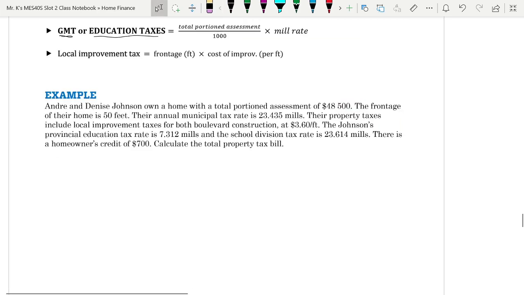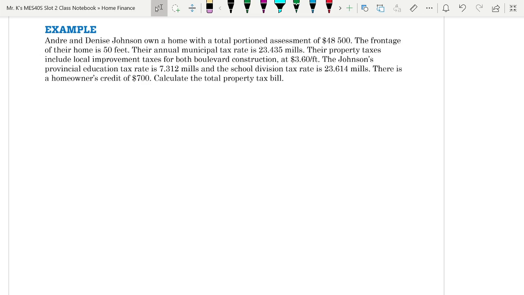Andre and Denise Johnson own a house with a total portioned assessment of $48,500. The frontage on their home is 50 feet. Their annual municipal tax rate is 23.435 mils. Their property taxes include a local improvement tax for boulevard construction at $3.60 per foot. The Johnsons' provincial education tax is 7.312 mils, and the school division rate is 23.614 mils. There is a homeowner's credit of $700.